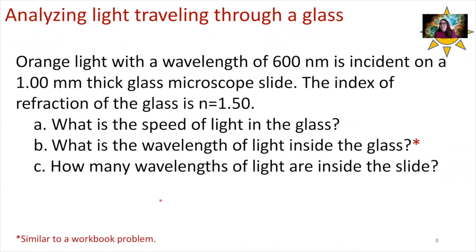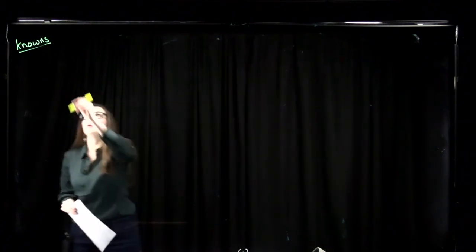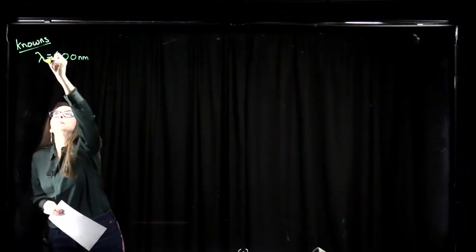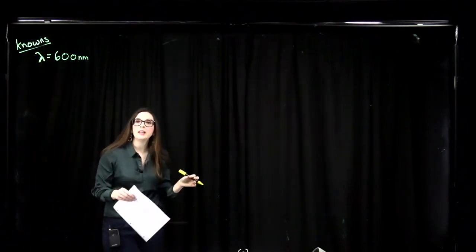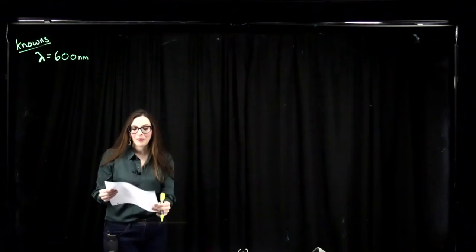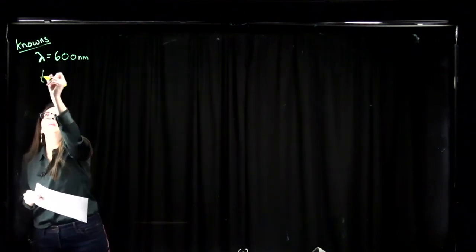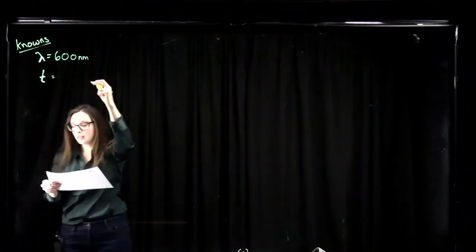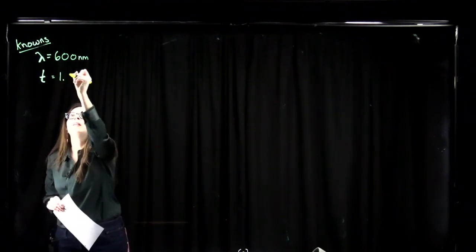Now we're going to apply these ideas that we just learned to solve a problem that's similar in some ways to a workbook problem, and also is related to the engagement check question that goes along with this mini lecture. For this problem, we are going to have orange light with a wavelength of 600 nanometers. And this light is incident, that means it's striking, on a 1 millimeter thick piece of glass. So I'm going to call that T. T is equal to 1 millimeter.